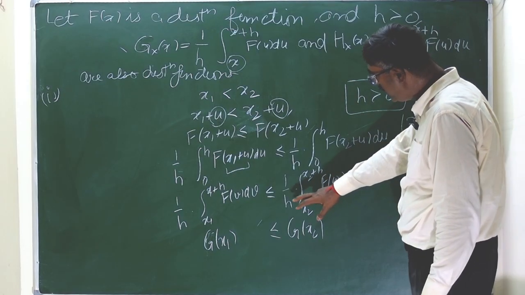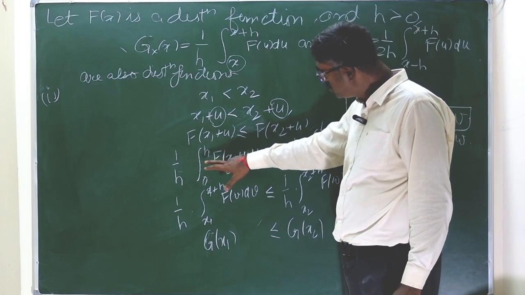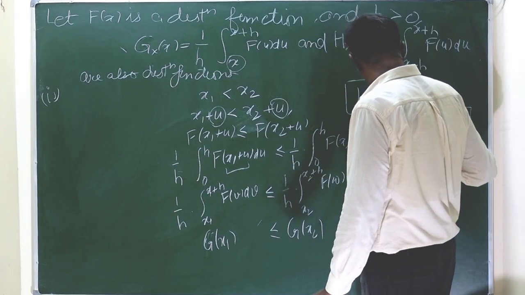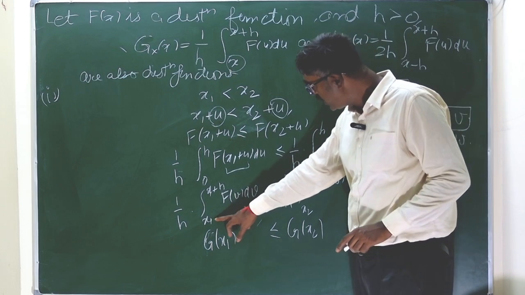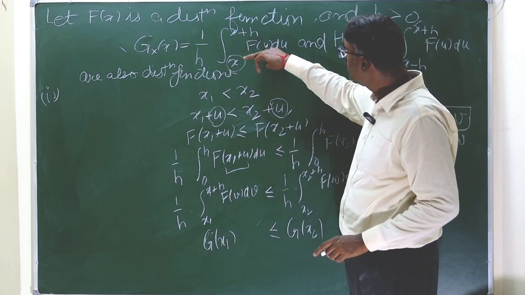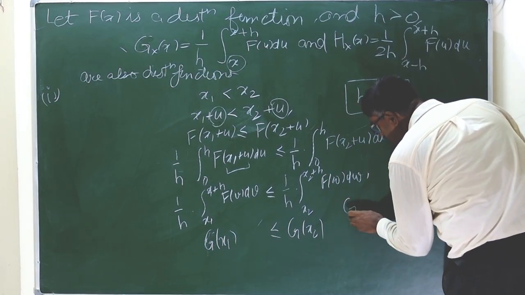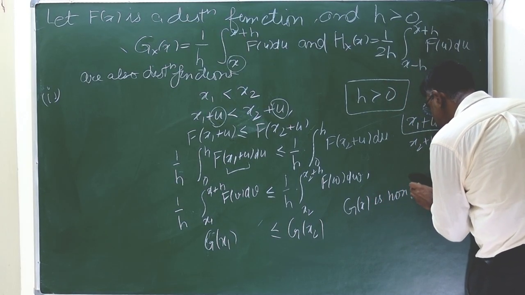we brought the x1 plus u to the limits by substituting x1 plus u equal to v, and we get the range x1 to x1 plus h, and the range x2 to x2 plus h. So this way we establish that g(x) is a non-decreasing function.